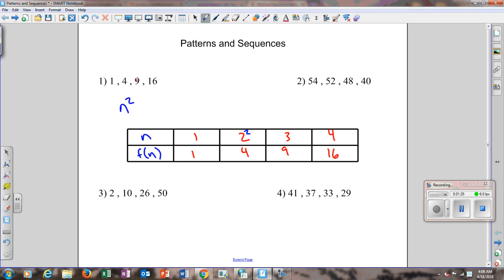Because 2 squared gives you 4. 3 squared gives you 9. And 4 squared gives you 16. Alright? Let's try the next one.